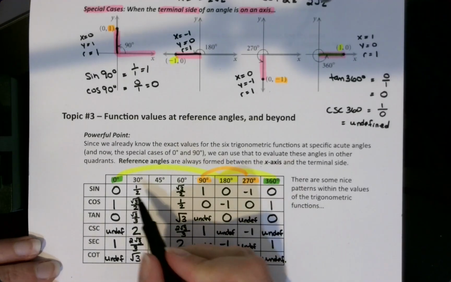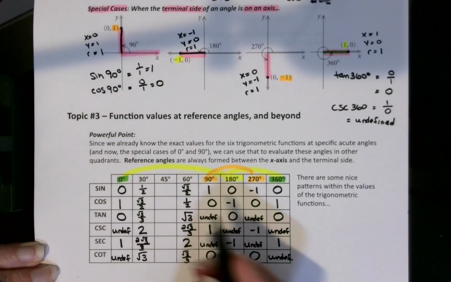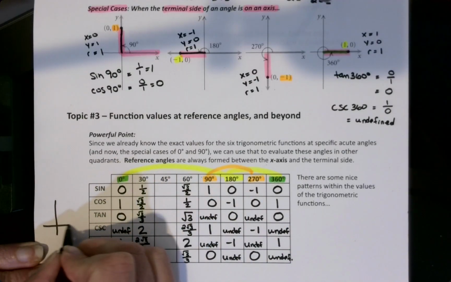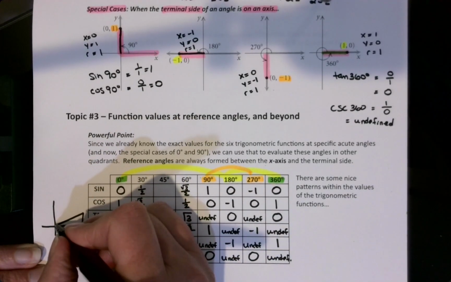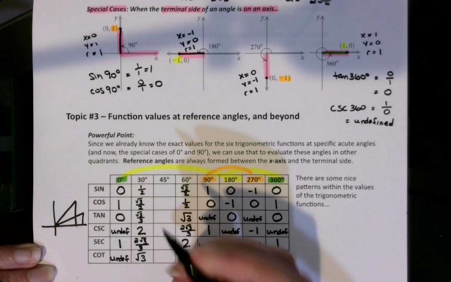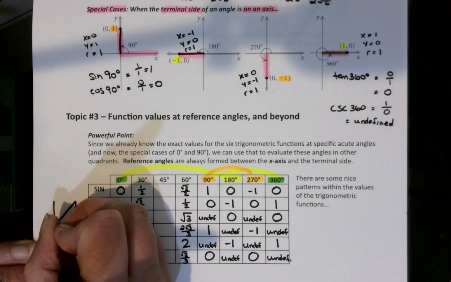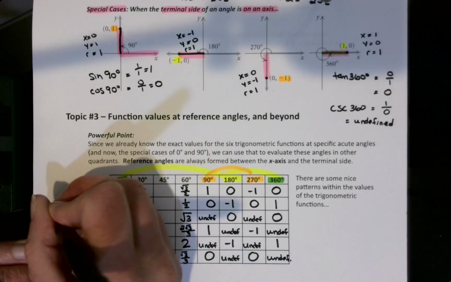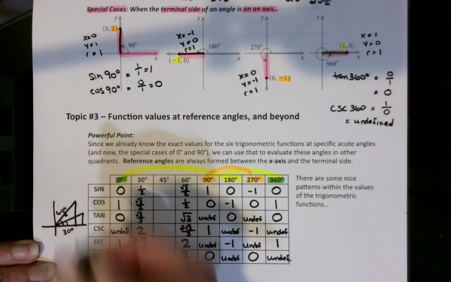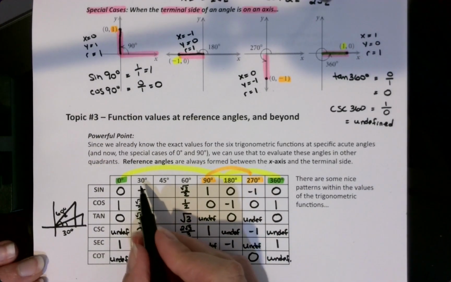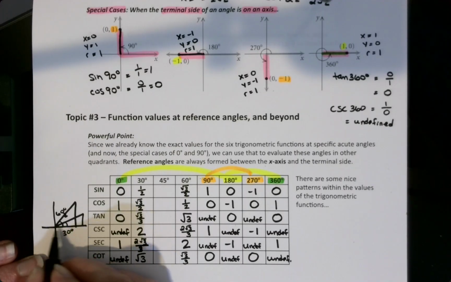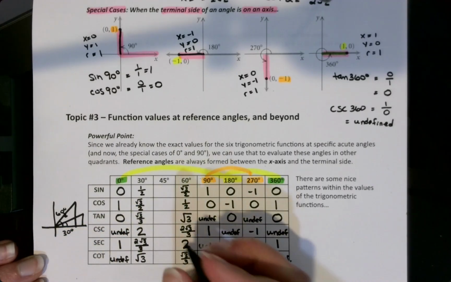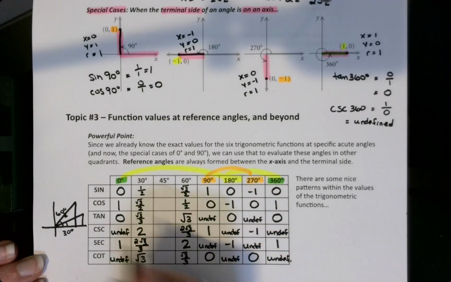When trying to remember between the 30 and the 60, let me just draw myself a quick triangle that has a 30-degree angle and a 60-degree angle. Okay, so if this is the 30 and this is the 60, I know that my x and y coordinates are either 1/2 or square root of 3 over 2. So in the 30-degree angle, the x coordinate is longer and the y coordinate is shorter.